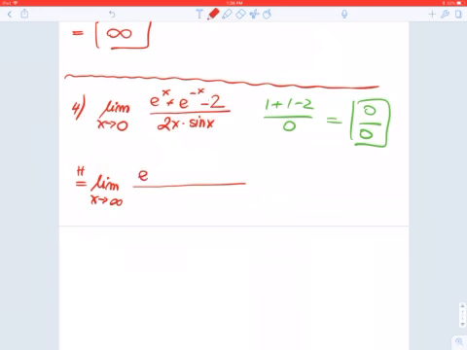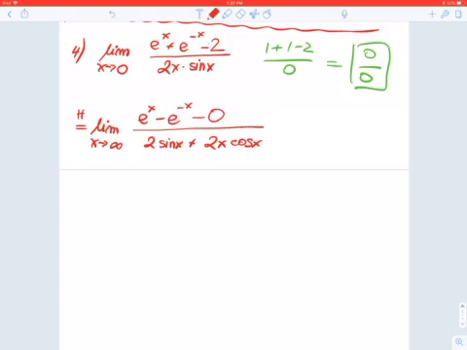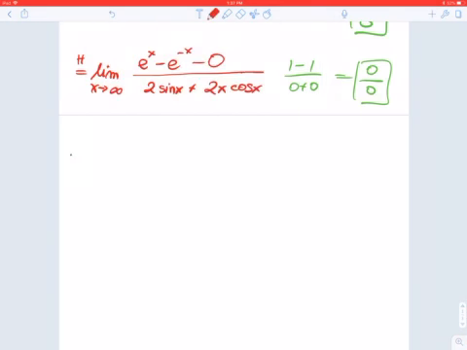Okay, let's differentiate. Derivative of e to the x is e to the x. Derivative of e to the negative x is negative e to the negative x, and 0. In the denominator, I have to use the product rule. Derivative of 2x is 2 times sine of x plus 2x times the derivative of sine of x, which is cosine of x. Okay. What do we have? Let's check. e to the 0 is 1, e to the 0 is 1, so I do have 0. And sine at 0 is 0, cosine at 0 is 1, but it's 2 times x, 2 times 0. Okay, another L'Hopital rule.